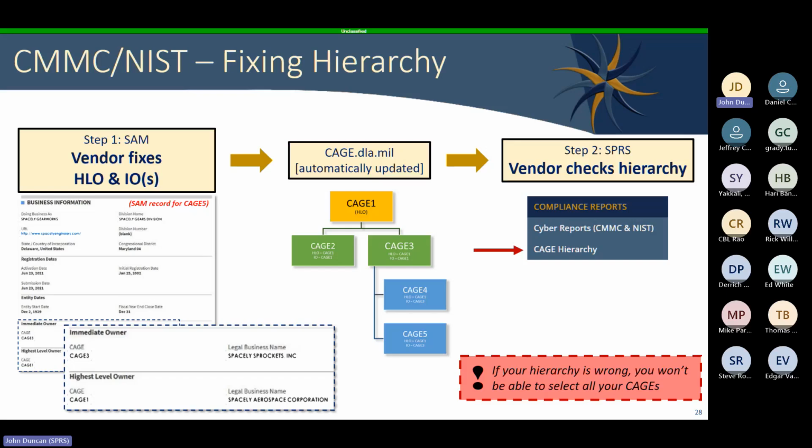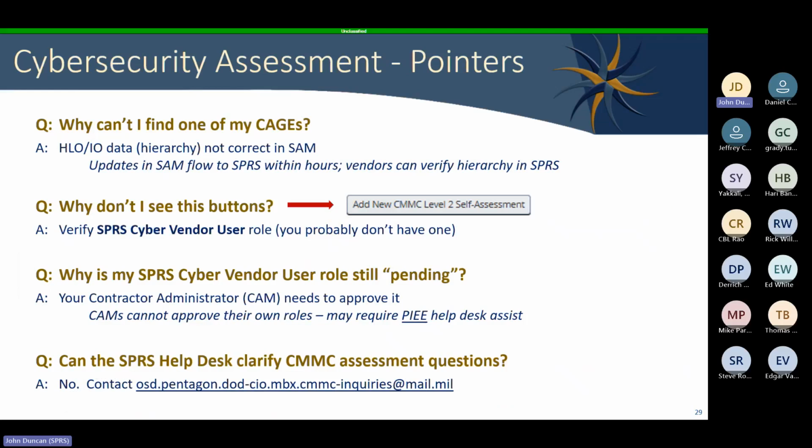and fix this. You need to make sure that you have one HLO, and then make sure that every other CAGE says that CAGE 1 is the HLO, and they have the appropriate immediate owner listed. That's it. You can see there's 2 fields here. It's not that hard. You can only imagine what it's like for a Northrop Grumman. They have hundreds and hundreds of CAGEs. They got people doing this. If you got 5 CAGEs, it's a little bit easier. Just remember, as I said, if your hierarchy is wrong in SAM, it won't look right in SPRS. So that's how to fix it.